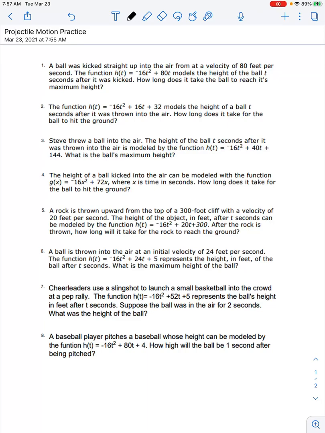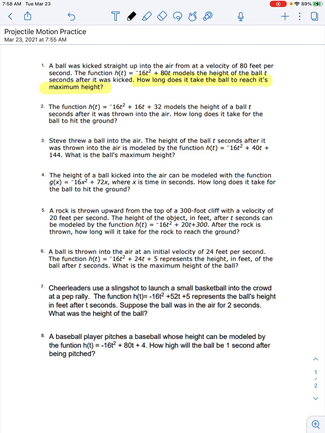Hey everyone, today we're going to check our applying parabolas practice. So first, remember we read our word problems with the purpose of finding the question. A ball was kicked straight up into the air with a velocity of 80 feet per second. This function models that, and here's our question. How long does it take the ball to reach the maximum height?